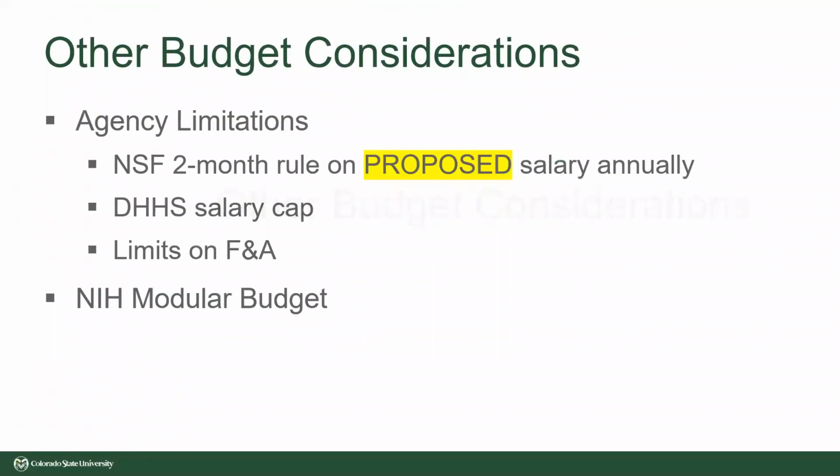So, okay, other budget considerations, things that you'll see or may see on the exam. Some sponsors may have agency limitations, such as limitations on the amount of F&A that can be recovered, training, or even on program type. So training grants typically will limit F&A to 8%. The NSF 2-month rule on proposed annual salary. So NSF typically limits proposed salary to 2 months across all NSF proposals in a given year. It's kind of a general policy that they have for senior personnel.